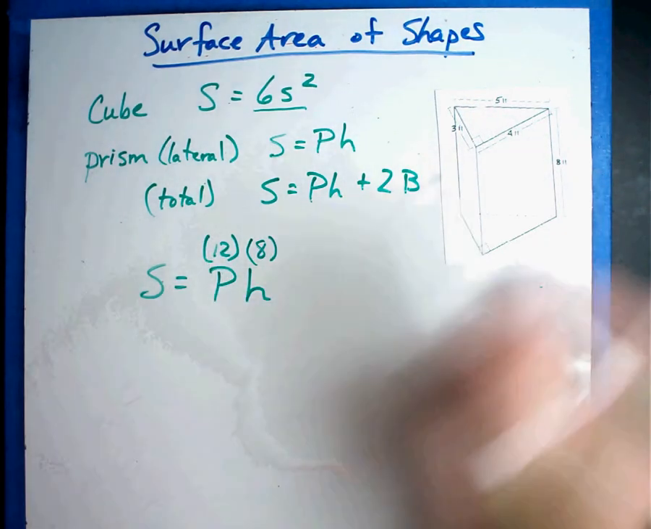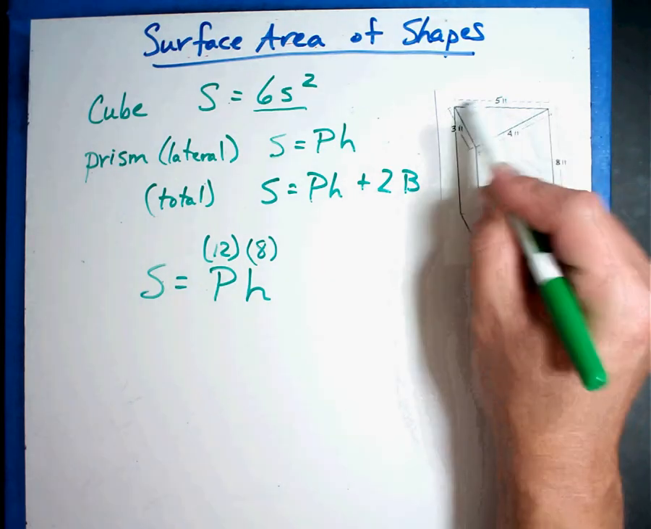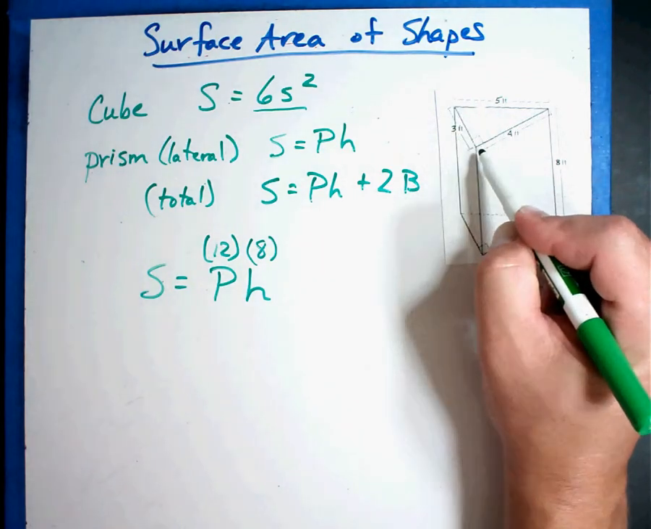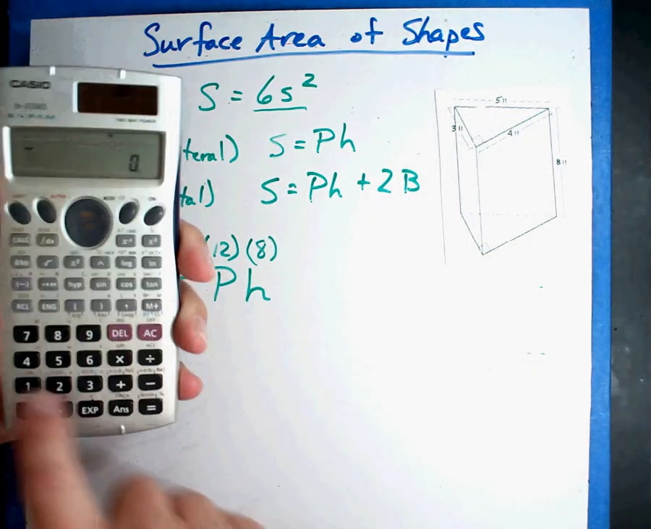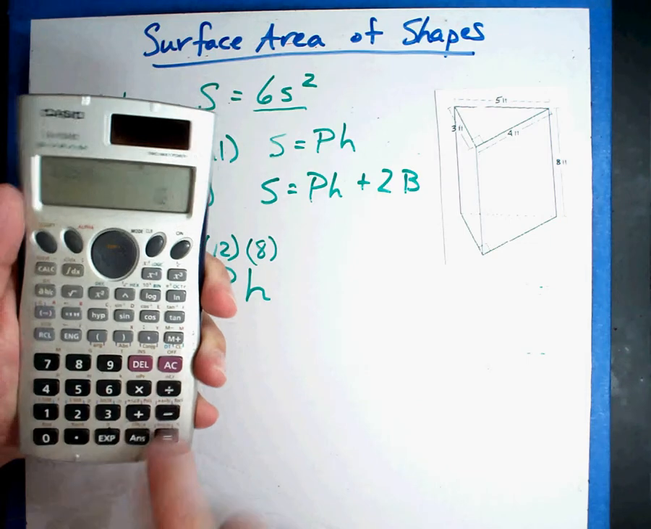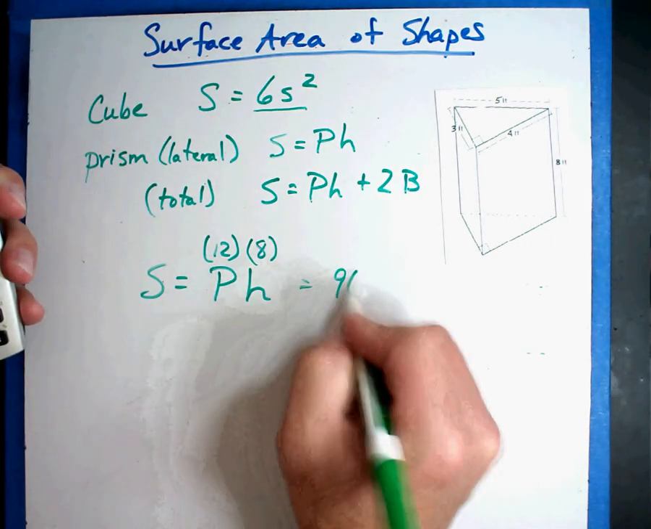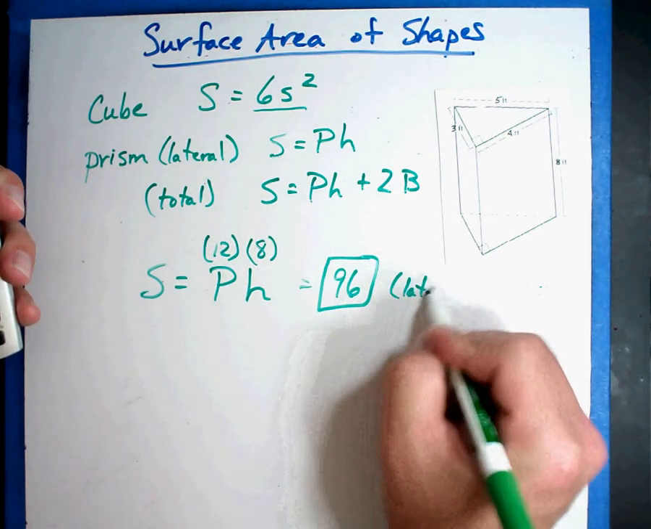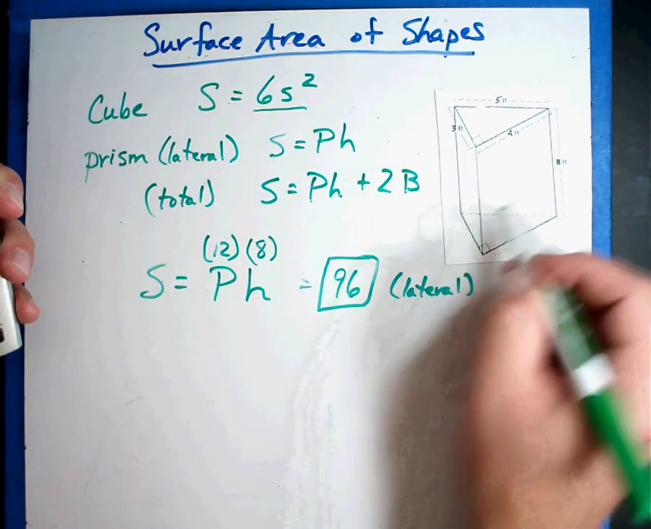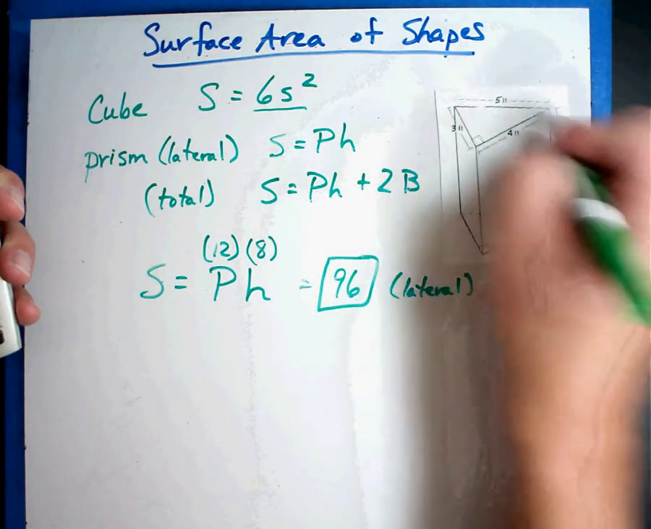Let me do that again. Perimeter is walking around that base. So 4 plus 5 is 9. 10, 11, 12 gives me all the way around it. 12 times 8. Well, I'm going to take my calculator just to make sure I get it right. 12 times 8 is 96. So the surface area of this one is 96. What we just calculated is the lateral, which basically means just the sides. If I painted all the way around the outside of this building.